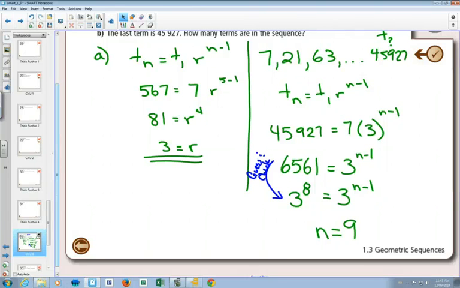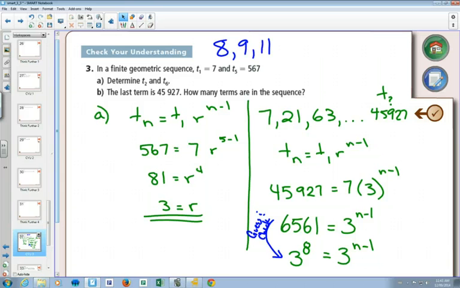So again, for those of you that didn't see before, the three questions are 8, 9, and 11.